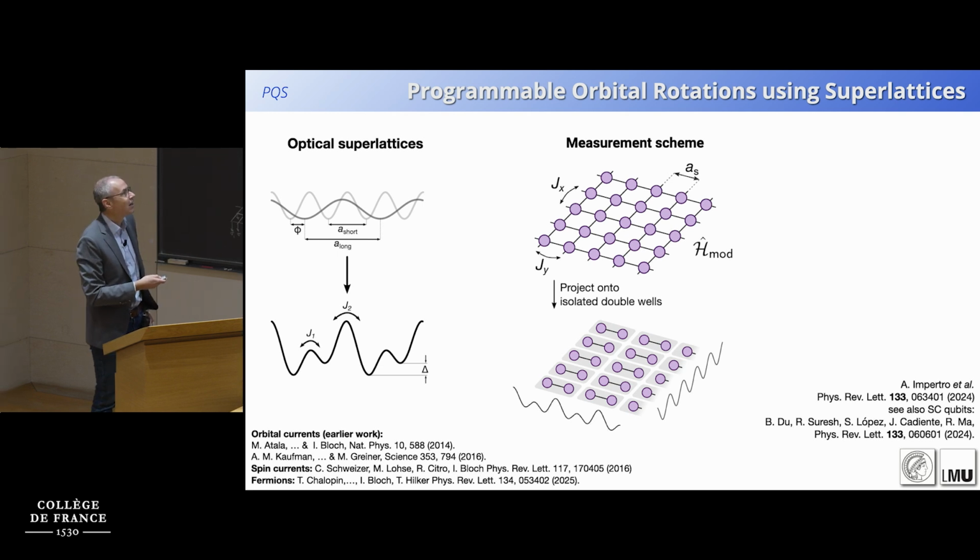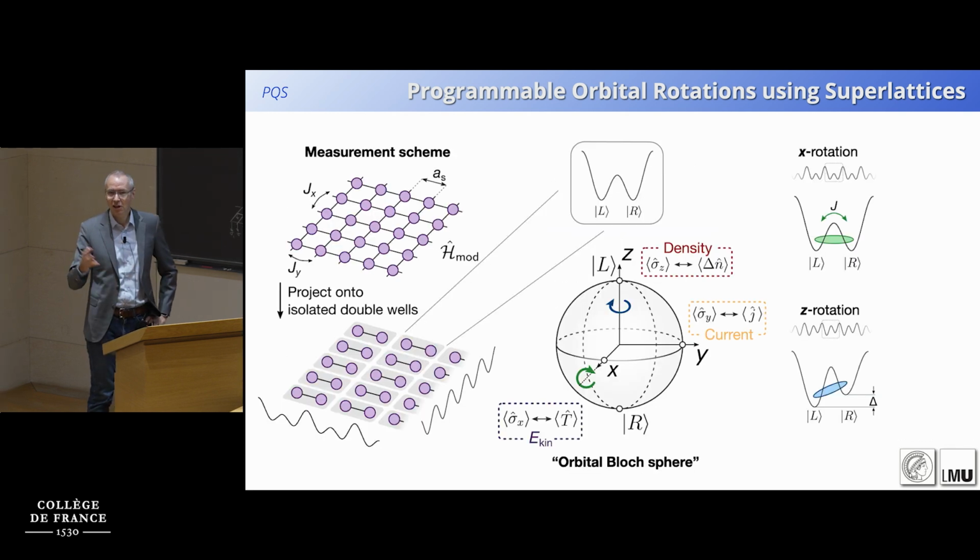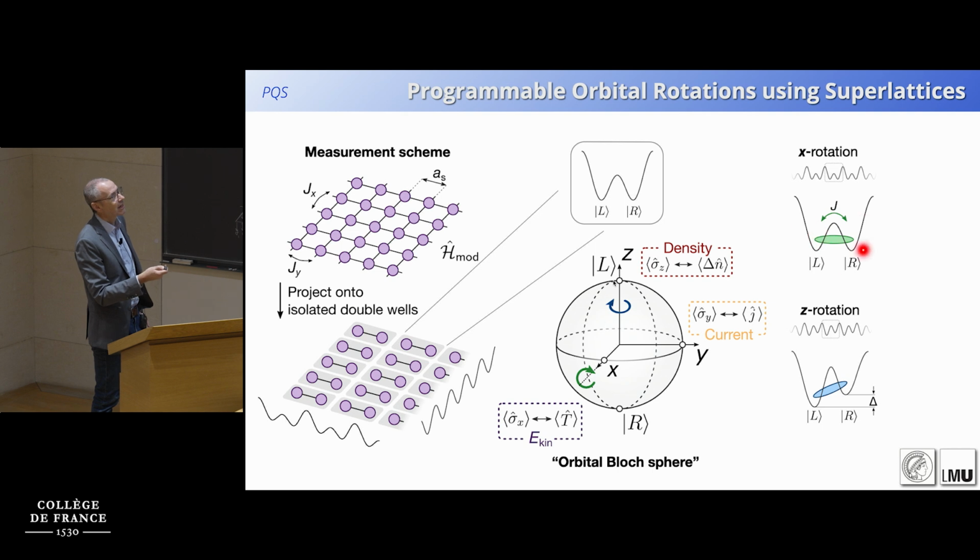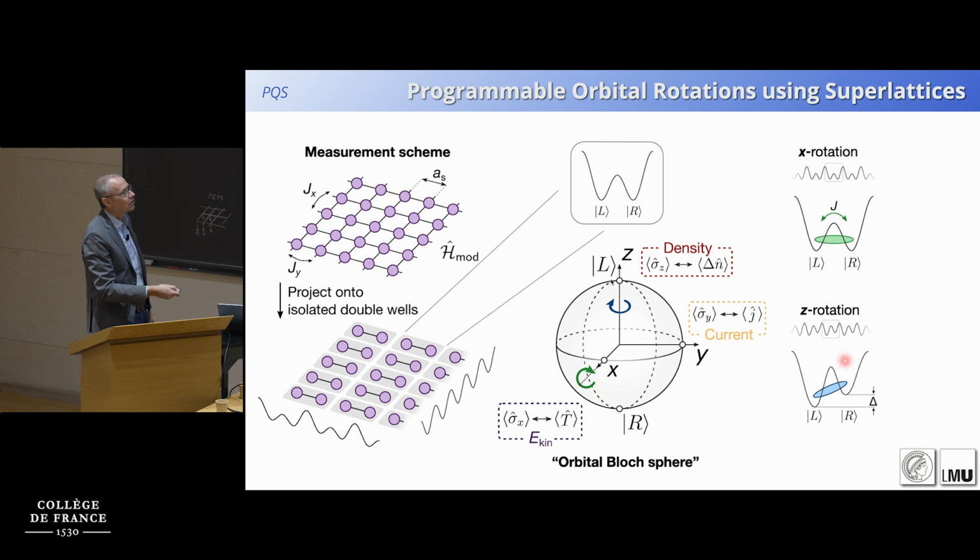So how do we do that? Think of the double well as, again, just another incarnation of the two-level system. An atom can be on the left-hand side or the right-hand side. It's like spin up or spin down, right? And so basically, you can now have tunnel coupling between left and right. This is like a sigma x rotation in the orbital Bloch sphere. Or you can tilt the double well and detune the different sides from each other, and this is like making a z rotation on this Bloch sphere.